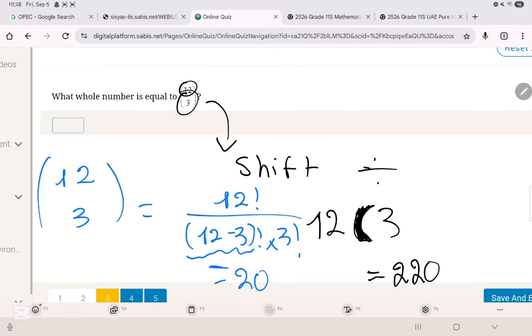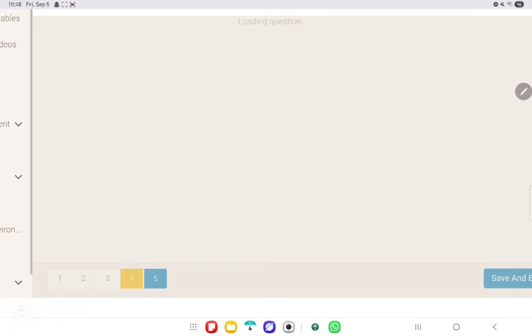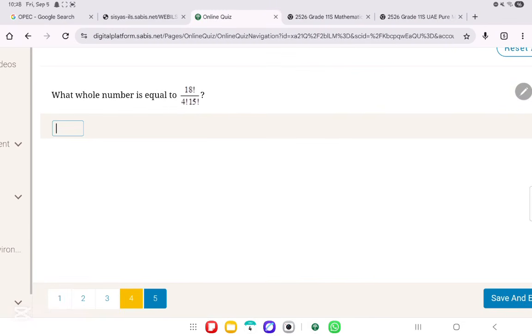220. So as you can see, 220 here, 220 there, same answer. That means the answer is 220. Let's move on to question number 4. Okay, this is nice.